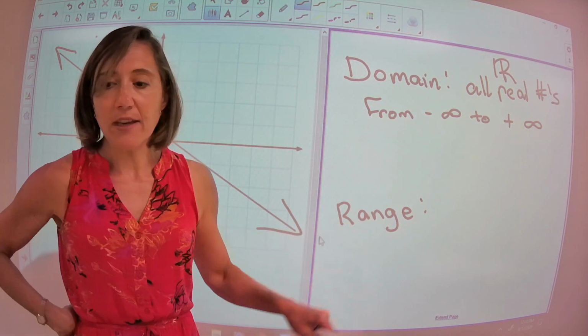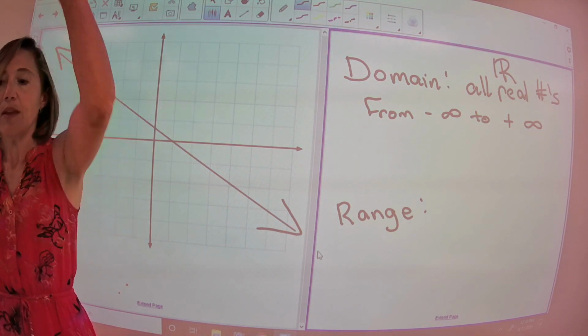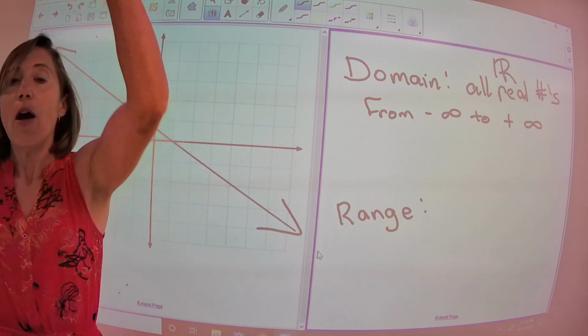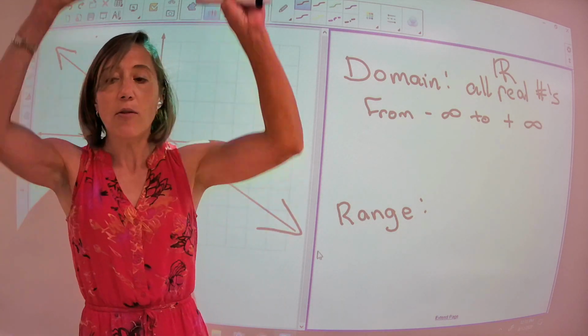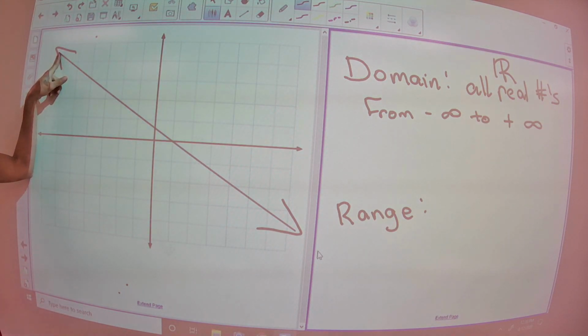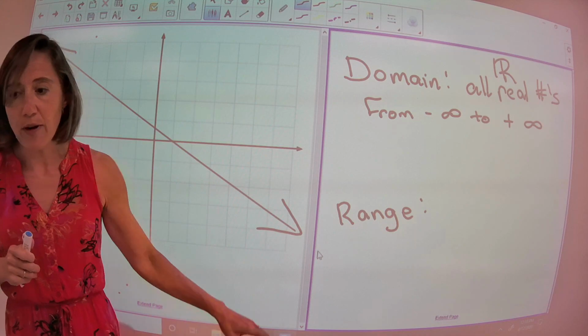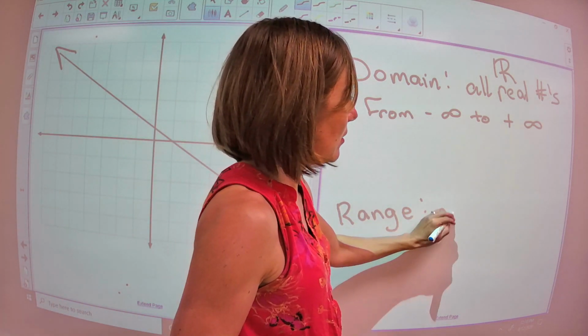Now let's look at the range for this linear function that we have here. If we want to think about range, we're thinking about up-down movement. How far up does this move and how far down does it move? So if you look, this line is going up forever because of our arrow over here, and it's going down forever because of our arrow over here. So this is also all reals.